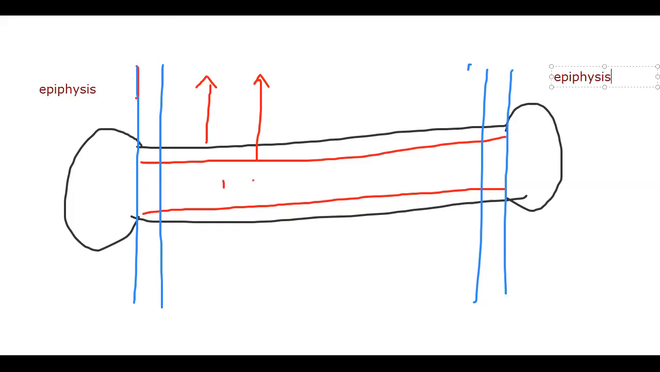Okay, epiphysis. Next, the part which we marked in blue, that is metaphysis. Let me label this metaphysis. This is called metaphysis. Then this is also metaphysis. Next, whatever is present in the center, that is the marrow cavity. Okay, so we said this is periosteum.